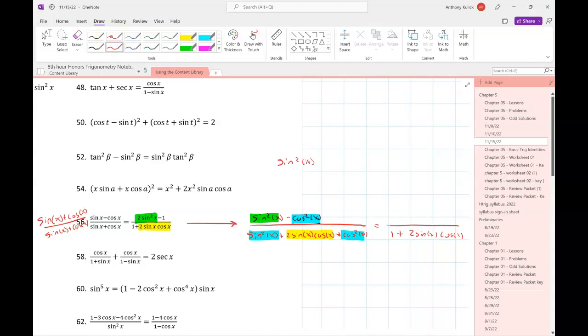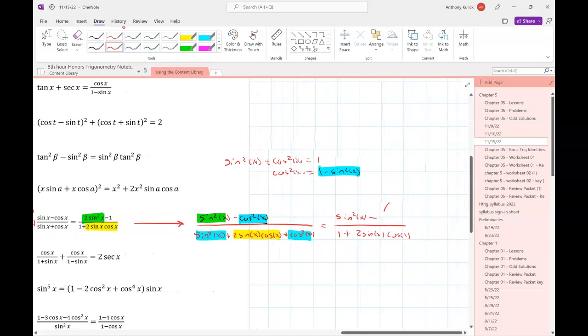Well, I remember that sine squared x plus cosine squared x is equal to 1. If I subtract sine squared from both sides, I can say that cosine squared x is equal to 1 minus sine squared x. Everybody agree with that? So that's what I'm going to plug in for that cosine squared. So I still have the sine squared. And then in place of the cosine squared, I'm going to write 1 minus sine squared.